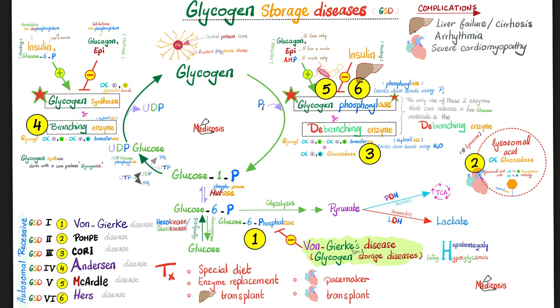Management. Well, since fasting hypoglycemia is a common concern, keep the patient on a diet that provides regular glucose supplement. Do not let the patient fast for a long time. If you can give the patient the enzyme that is missing, that's amazing. When the liver is toast, it's time for liver transplant. When the heart is toast, it's time for heart transplant. Before the heart is toast, if it's just arrhythmia, you can add a pacemaker. In the upcoming videos, we'll talk about each of these diseases in detail with a mnemonic.